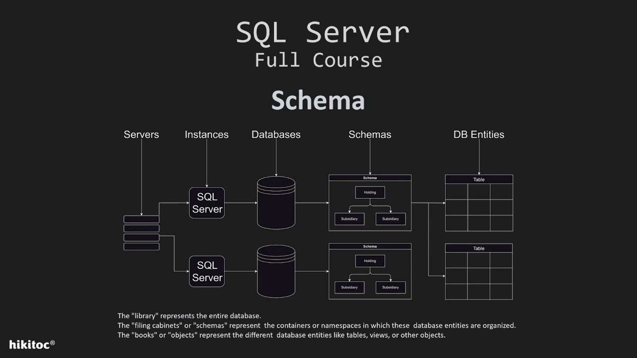So in the context of a database, schemas help you organize and access specific groups or objects related to particular categories or topics. You pass through the schema to access the objects you want to see, just as you pass through a filing cabinet to find the books you are interested in.